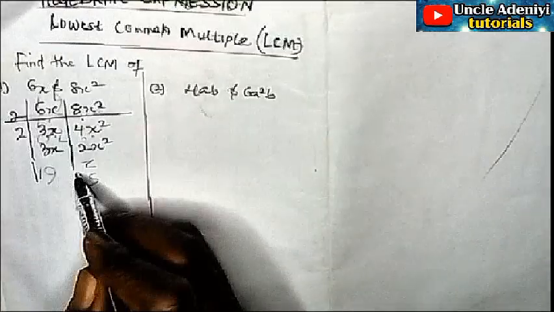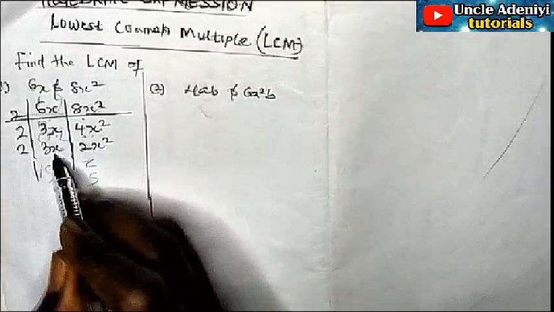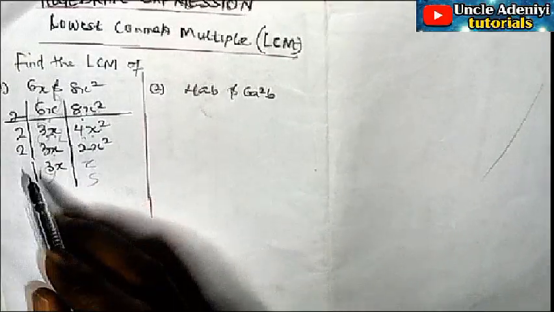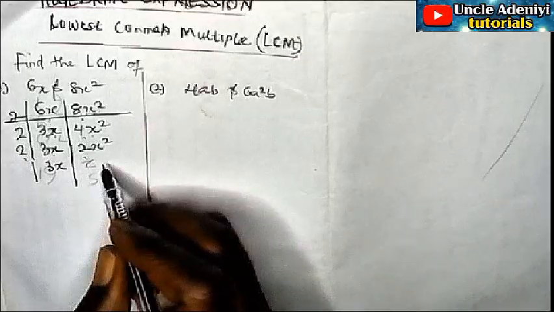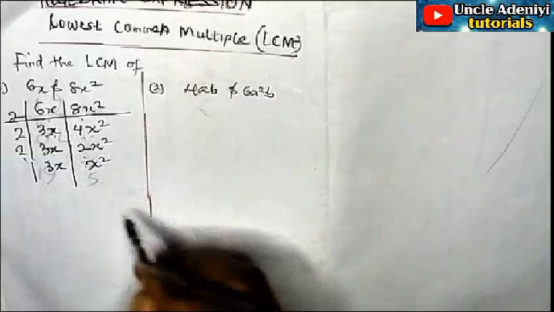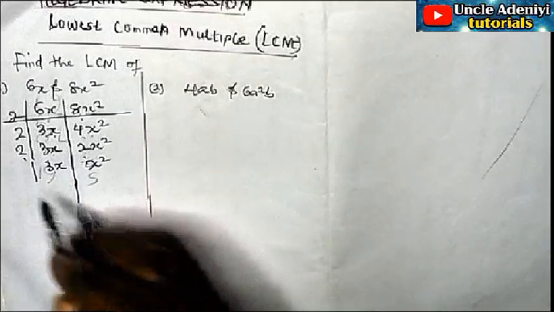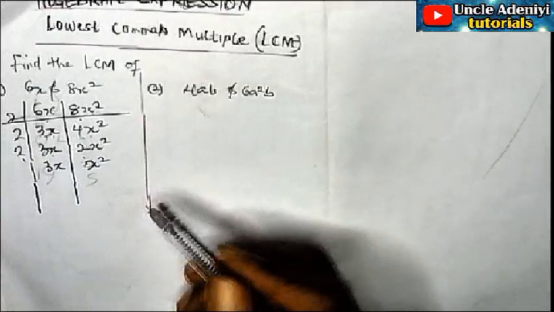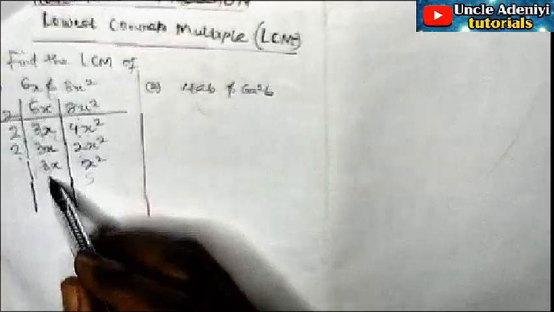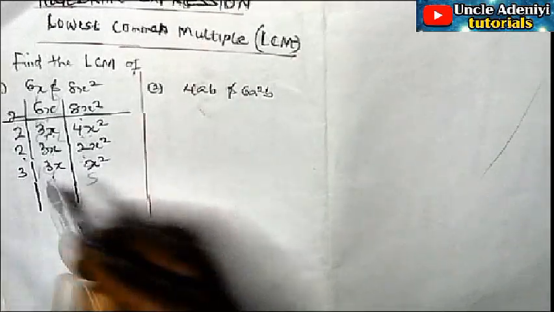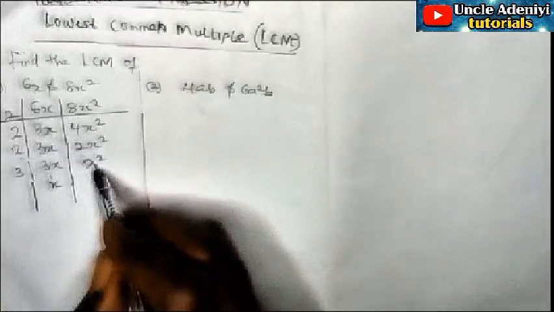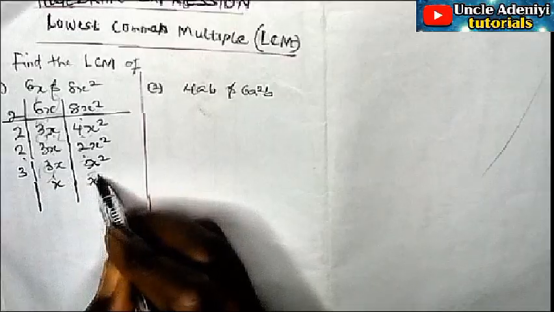Can 2 still go? Yes. Write your 2. Since 2 cannot go here, write it out again. Do you understand? So 2 in 2x squared will give you x squared. Now can 2 still go? No, 2 cannot go into any of the numbers again. But 3 can still go here. So write your 3. 3 in 3x will give you x, right? 3 cannot go into x squared, so just write your x squared like that.